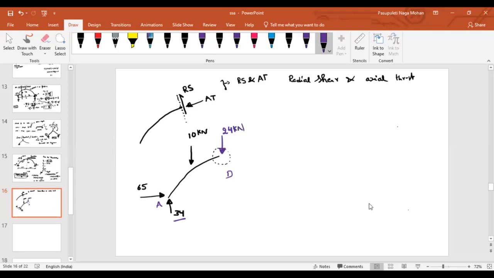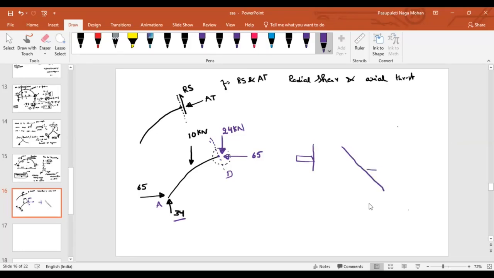And what about the horizontal reactions? 65 is acting on the right side. So how will we balance it? It stays on the left side, isn't it? Now, the section at this point is not truly horizontal. Just like in a beam we consider the section truly as vertical, but as it is an arch, there is some inclined position. So first of all, I'm redrawing the section here. This is my section at point D.